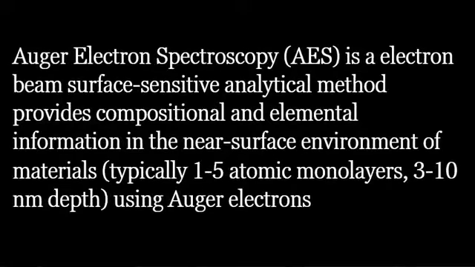So in simple words, Auger electron spectroscopy is an electron beam sensitive analytical technique which provides us information about composition and elements in the near surface environment of a material, typically in the range of 1 to 5 atomic monolayers, or in depth 3 to 10 nanometer, using Auger electrons.